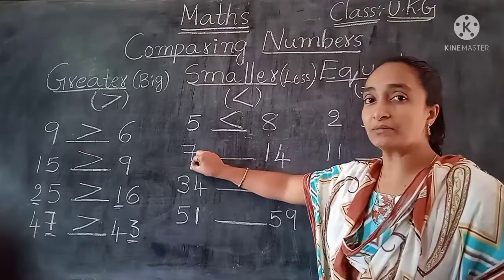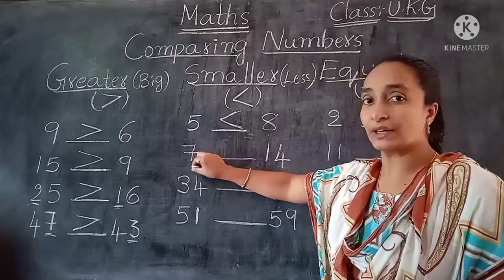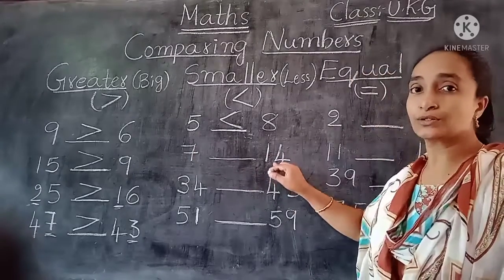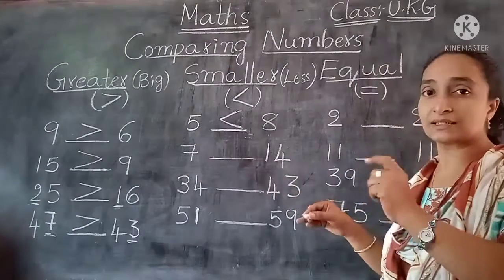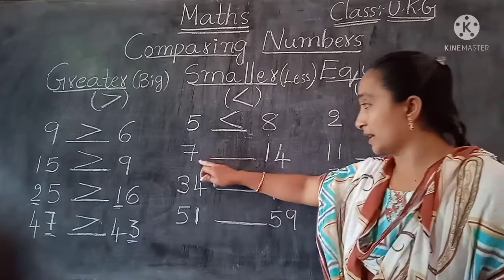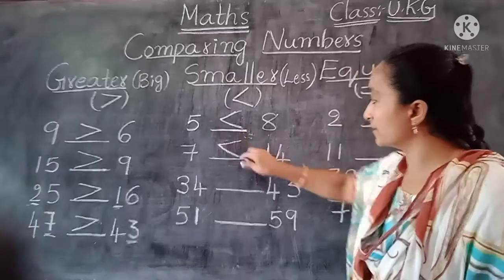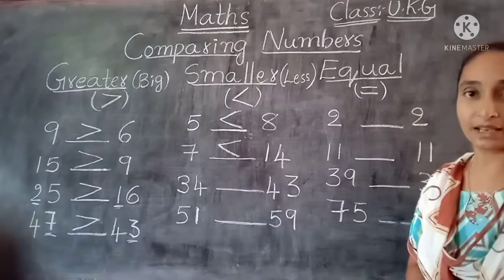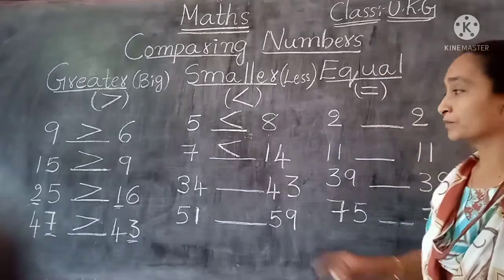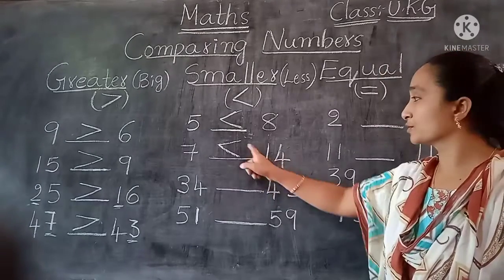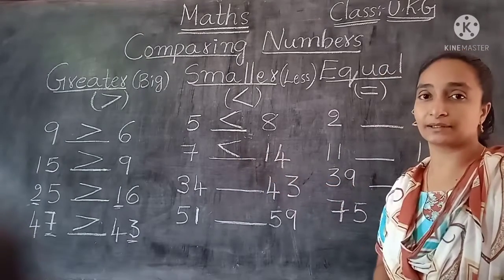Now how could we keep the symbol? 7 is a 1 digit number and this is a 2 digit number. So this is the big number and this is the small number. Now how could we show this with a symbol? Yes, 7 is less than 14. So the bigger number is this side, so this crocodile mouth also will open this side.